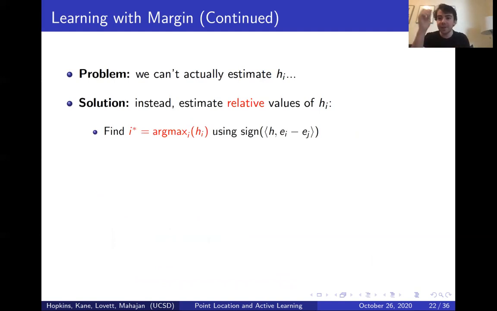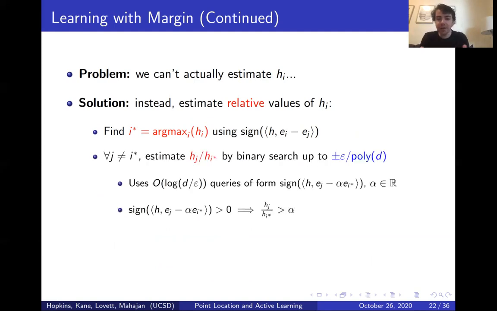So we can query the difference of standard basis vectors, e_i minus e_j, to find which coordinate is maximum. Let's call this i star. And now for every coordinate j that isn't i star, we're going to estimate the ratio of h_j to h_i star by binary search. Now, how do we actually do this? Well, we'll make queries of the form the e_j-th basis vector minus alpha times the i star-th basis vector.